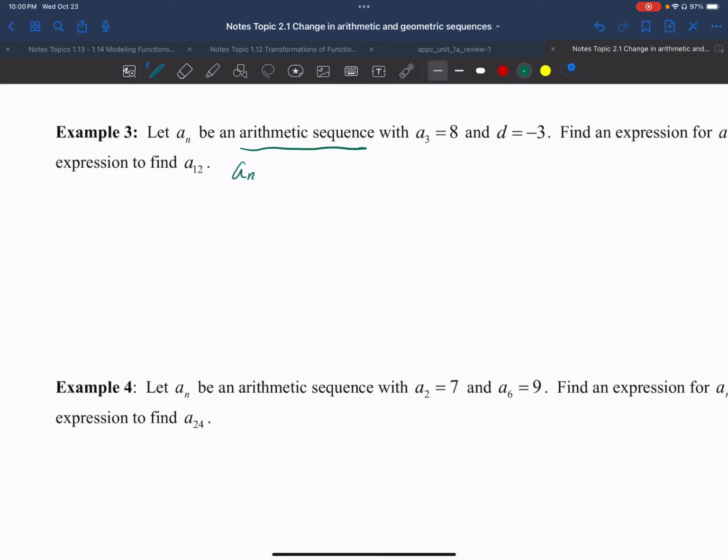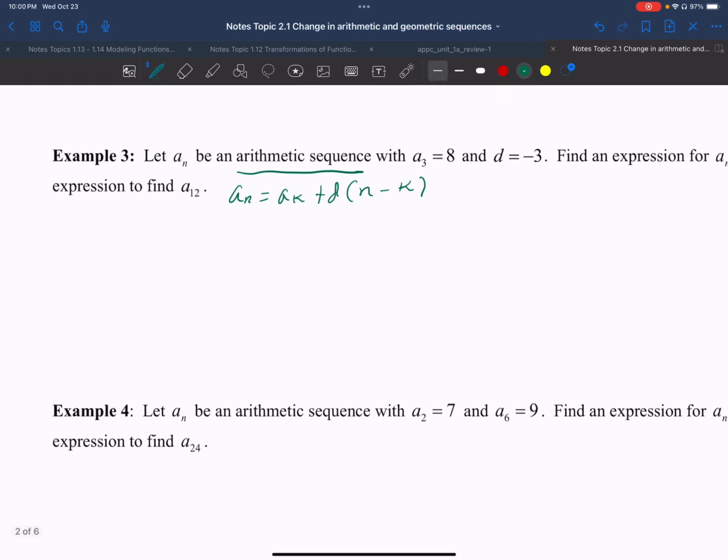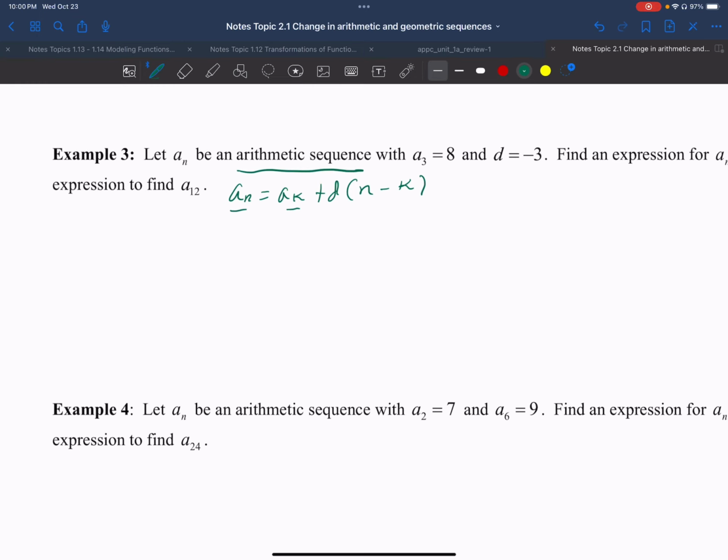So a sub n equals a sub k plus d times n minus k. I'm going to be working with the variables n, k, and d. D was given to me, so that makes this problem a lot easier. And a sub n has to be part of my first answer. So that means that this right here has to be k. So again, the k will be your subscript, which is 3. And then a sub k, also known as a sub 3, because I know that k is equal to 3 based on what I wrote here, I know it will be equal to 8.